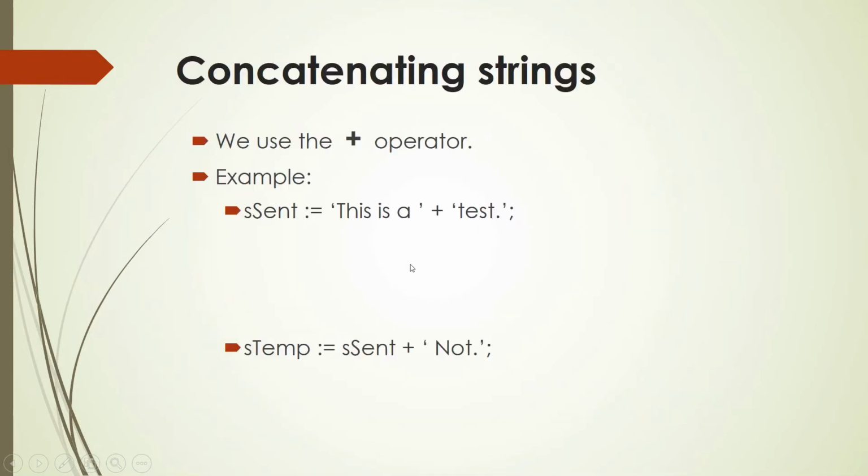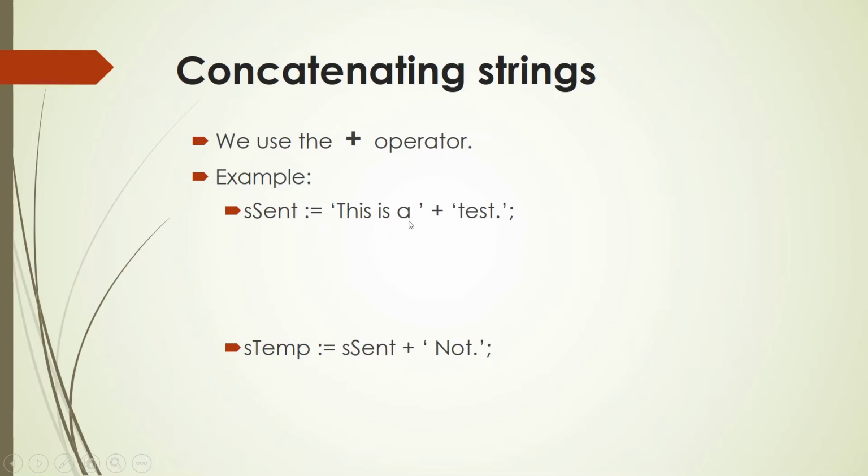String concatenation. What does the word concatenation mean? It means that I can join or add two strings together. So if I had to use this example, we use the plus operator to join strings. In this example, sent is assigned.